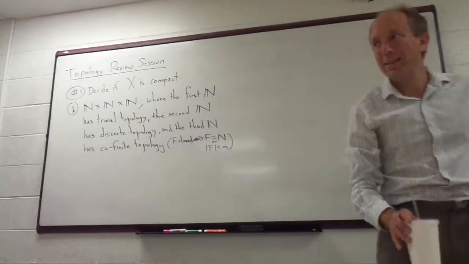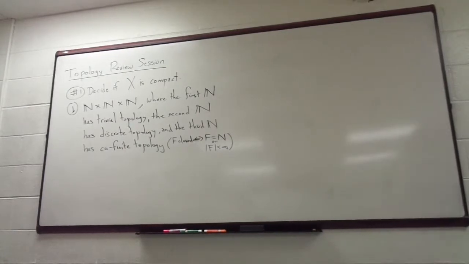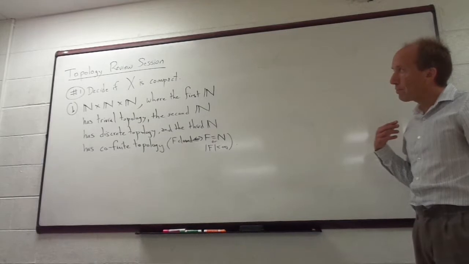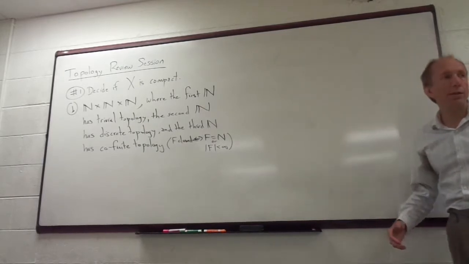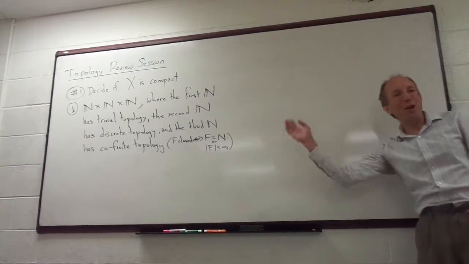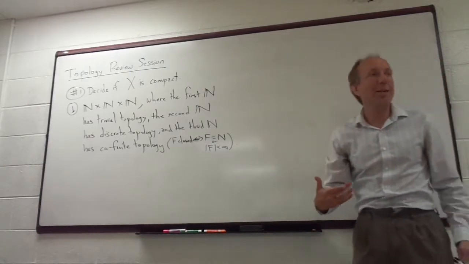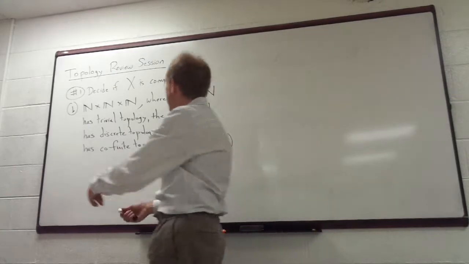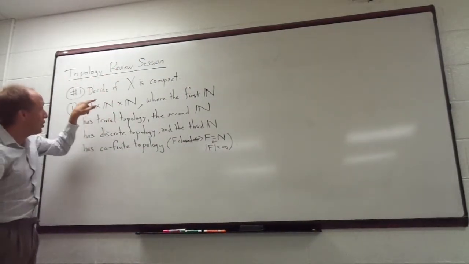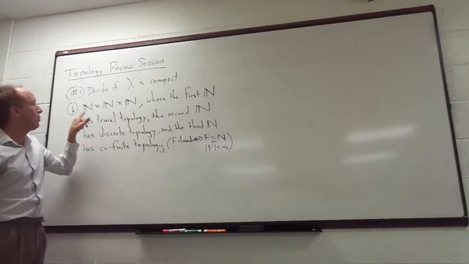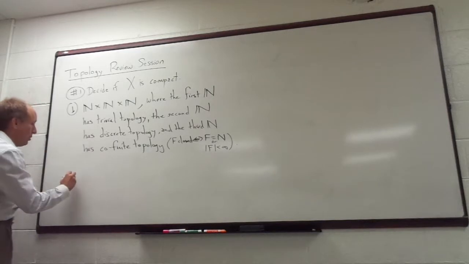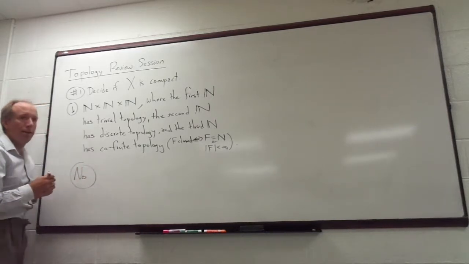Can anybody tell me what theorem they want to use for this? Whenever you see a question about compactness with Cartesian products, you probably want to use Tikhonov's theorem. Tikhonov's theorem says that this space will be compact if and only if each individual one is compact. Okay, so is each individual one compact here? No.